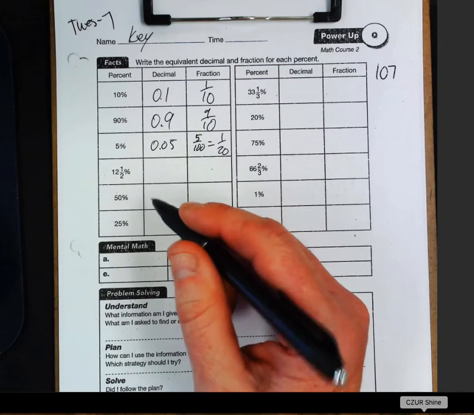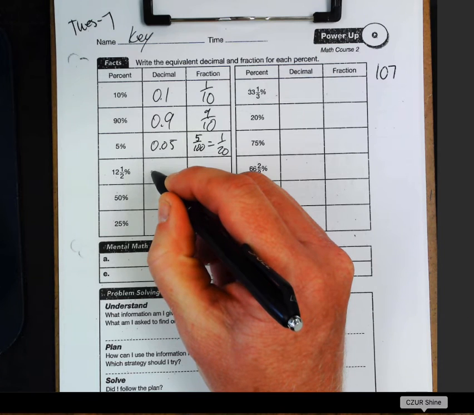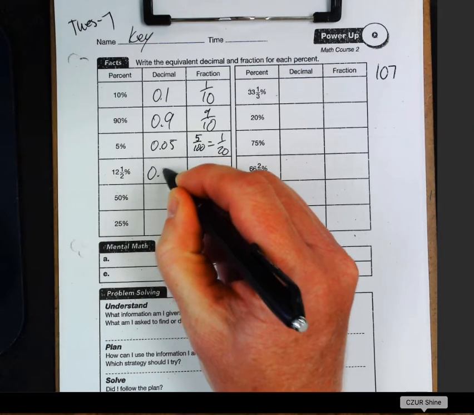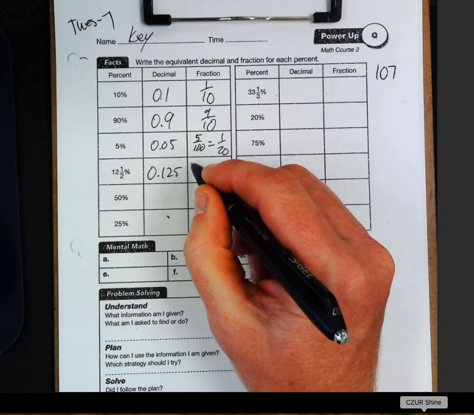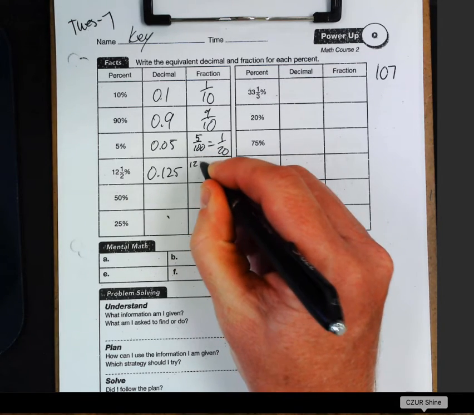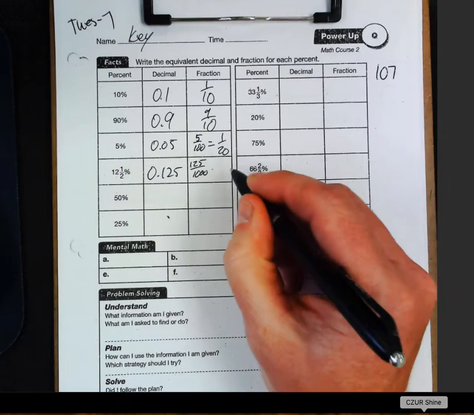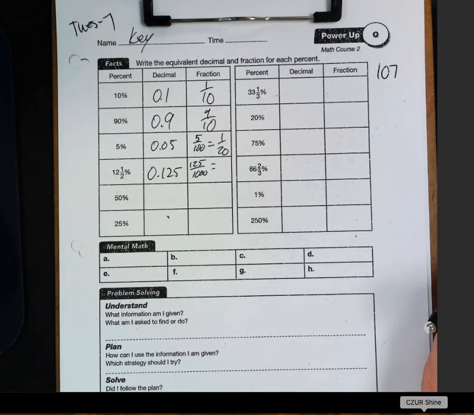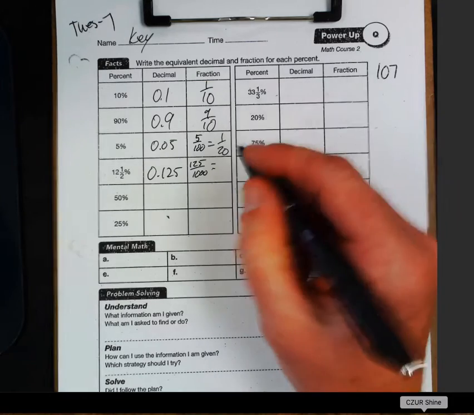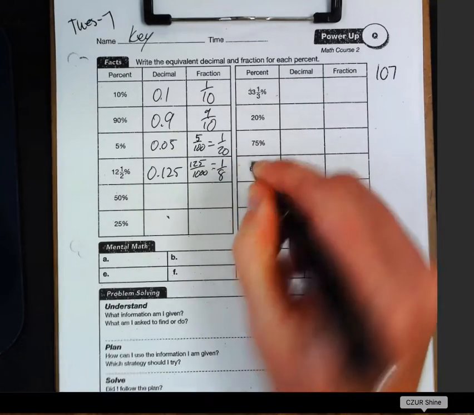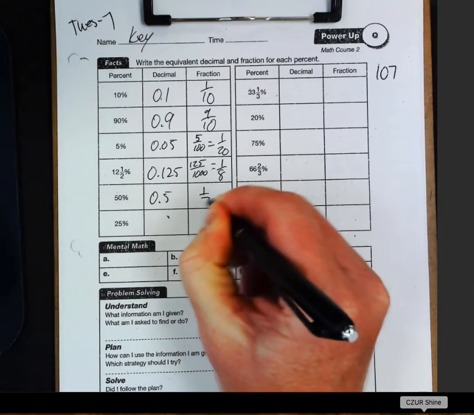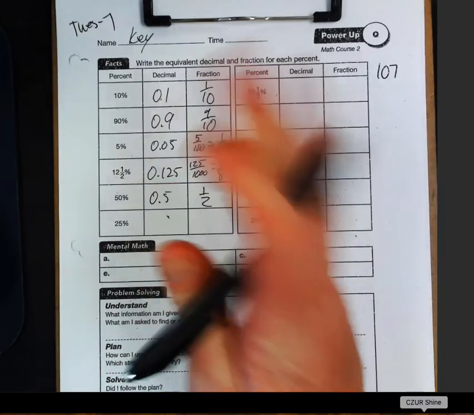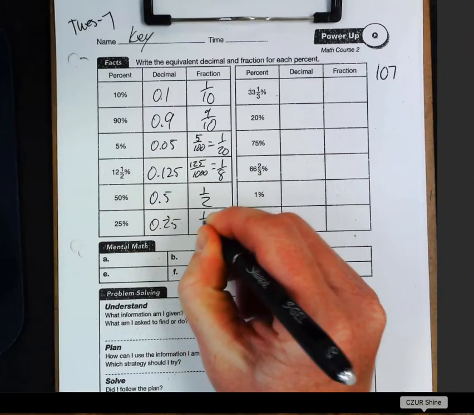12.5%. Kaylee. 12.5. And then the fraction is 12.5 over 100, 125 over 1,000. Kendall. 1/8. Next one. Nyla. 0.5. Next one. Jaden. 0.25 and 1/4. Top of the next page.